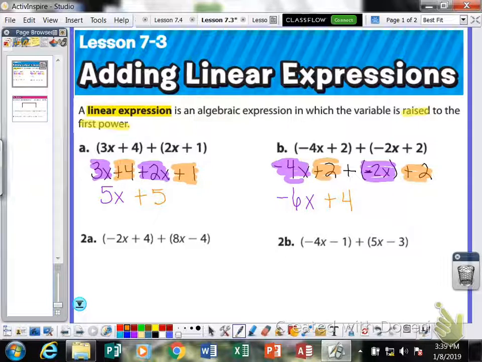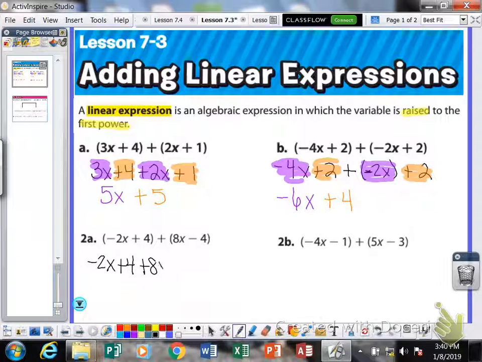Again, in 2a, there's nothing to distribute. So again, I can rewrite this as negative 2x plus 4 plus 8x minus 4. And then combine my like terms. So I have negative 2x, I have positive 8x. Negative 2x plus 8x is 6x. And then I have my constants, which is positive 4 and negative 4, which would be just 0. And you don't need to write anything, so it's 6x plus 0. Or, sorry, it is just 6x.